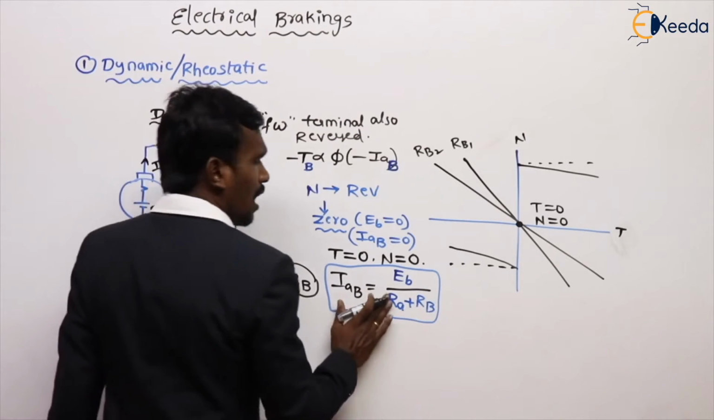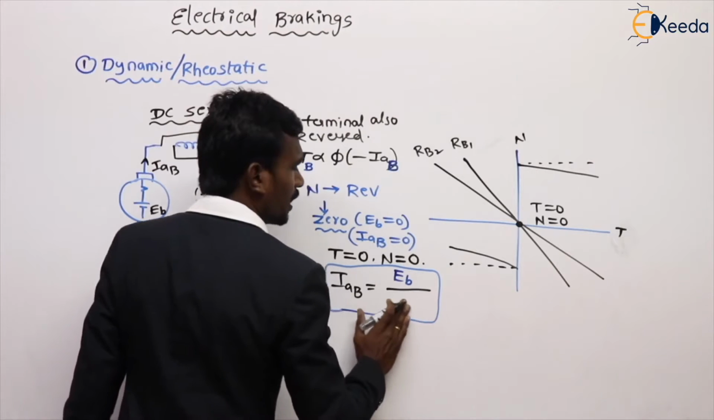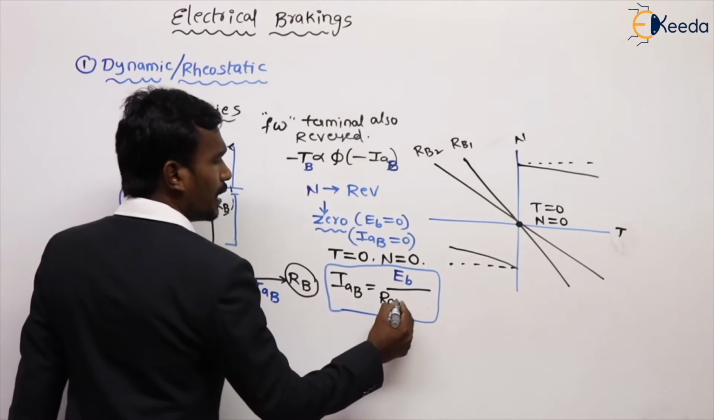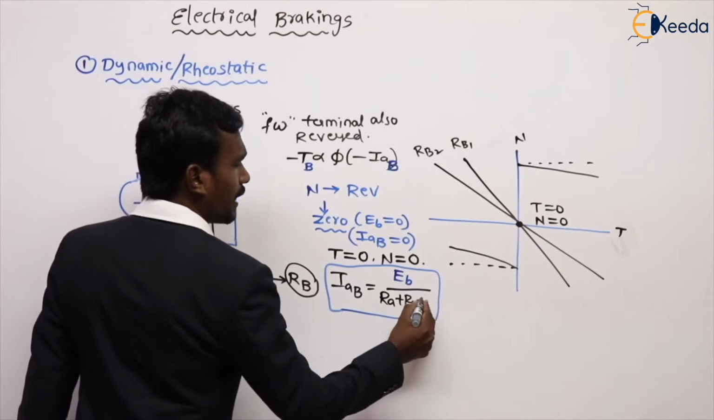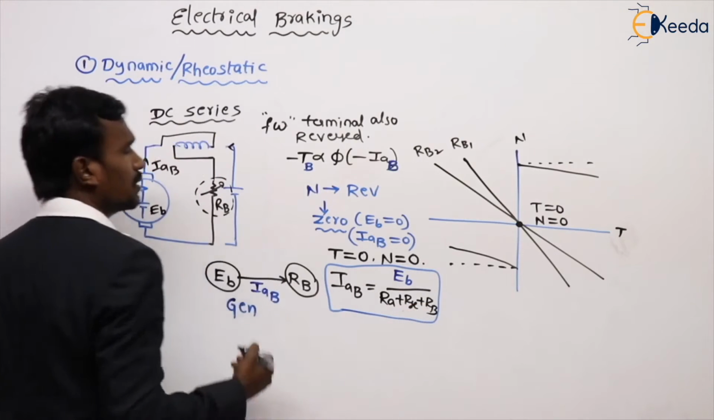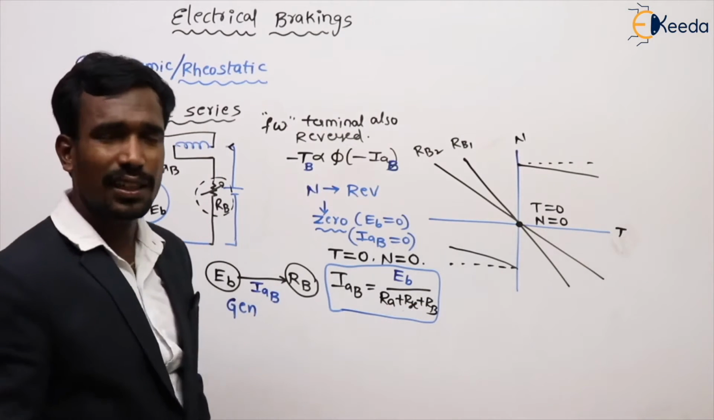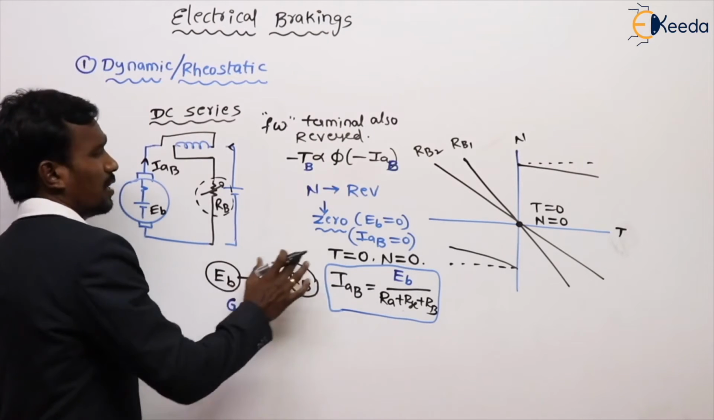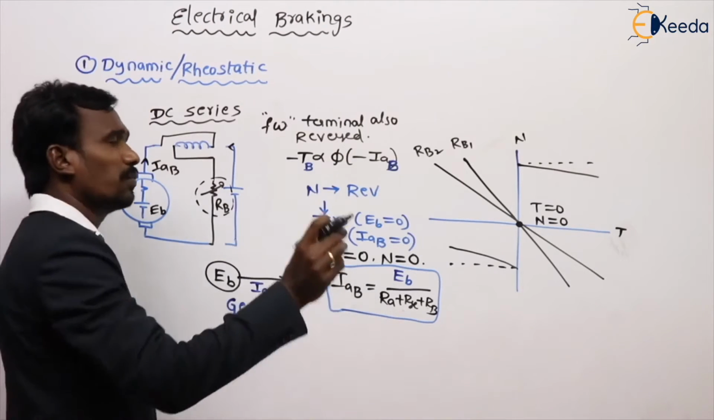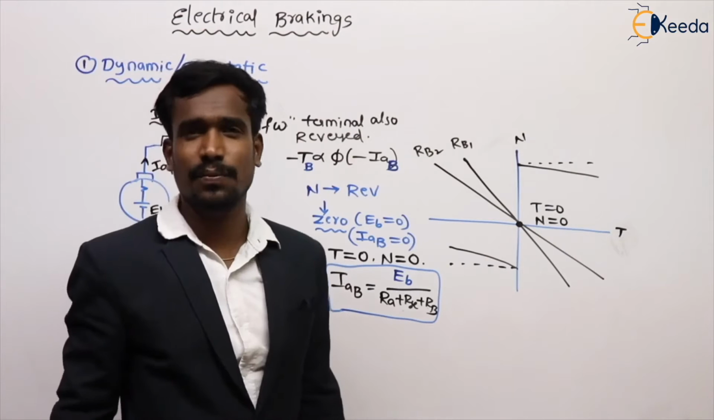What is the armature current at this condition? Ia equals EB by RA plus RSE plus RB. This is the armature current at this condition. Even the process is the same for shunt and series motors.